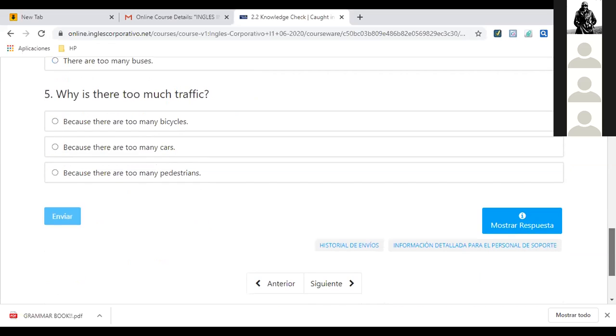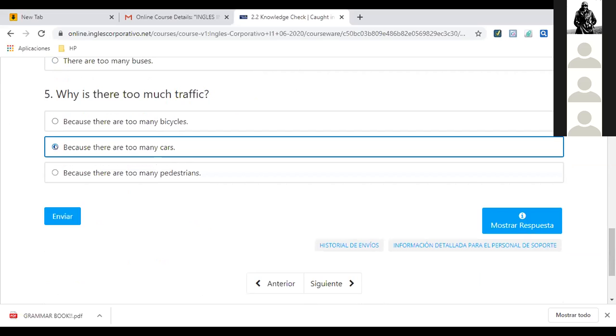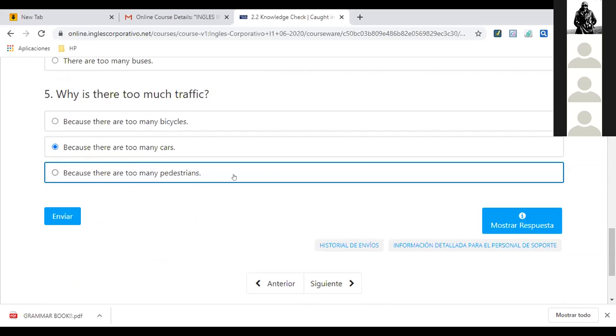Okay. And number five, why is there too much traffic? Too many bikes, too many cars, or too many pedestrians? Too many cars. Two. Okay, very good. Can you remind me what the meaning of pedestrians is? What is a pedestrian? Yes. When you talk about pedestrians, you're talking about people that walk on the streets.